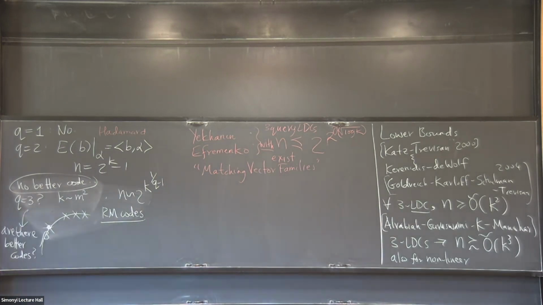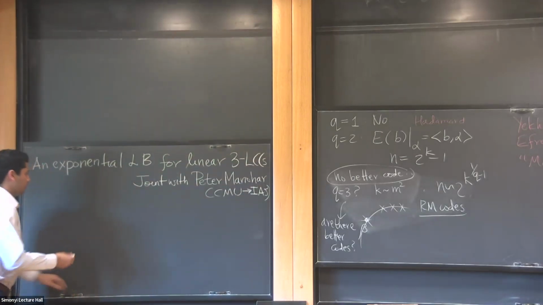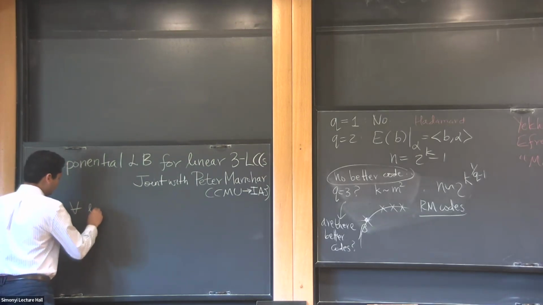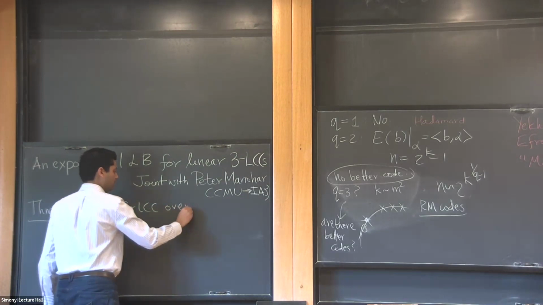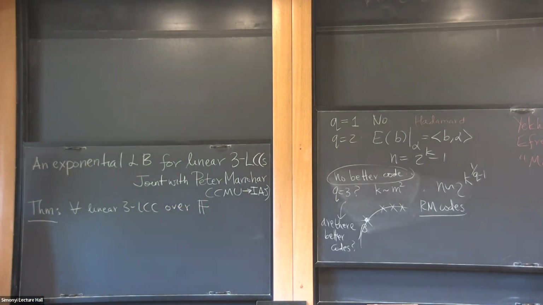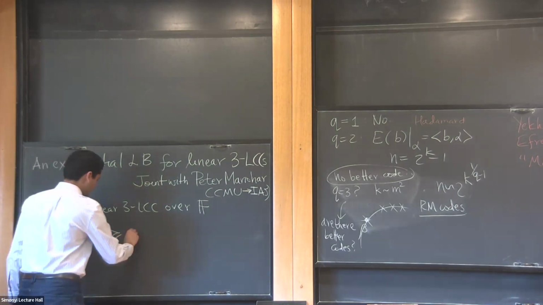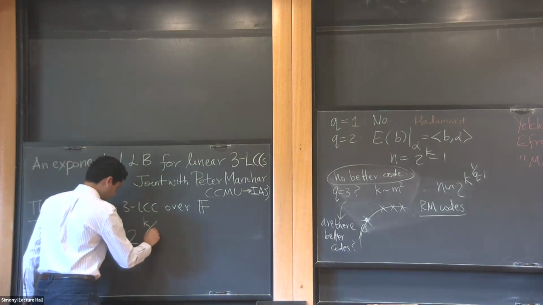So that brings me to the result. Today I want to show you some ideas for the result that proves that for every linear 3-query LCC over some field F, N needs to be at least 2 to the K over.